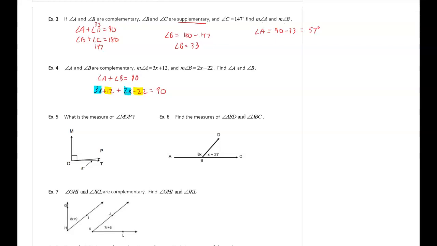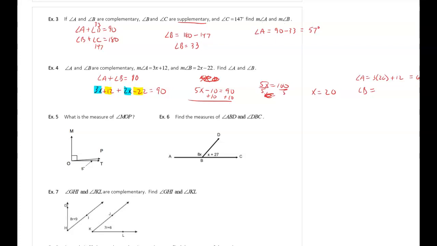3x plus 2x is 5x, and then 12 minus 22 is minus 10, equals 90. Now, add 10 to both sides. 5x equals 100. Divide by 5, and x is equal to 20. Well, once I know x is equal to 20, angle A is going to be 3 times 20 plus 12, which is going to give me 60 plus 12, which is 72.